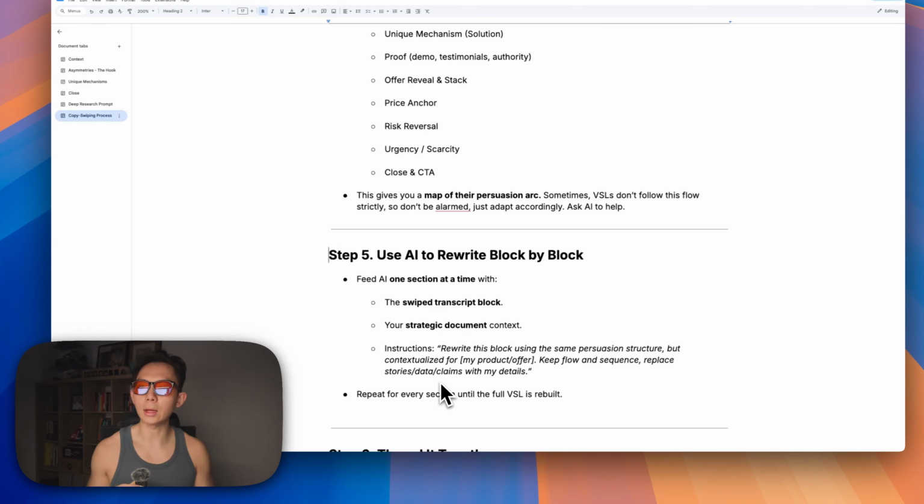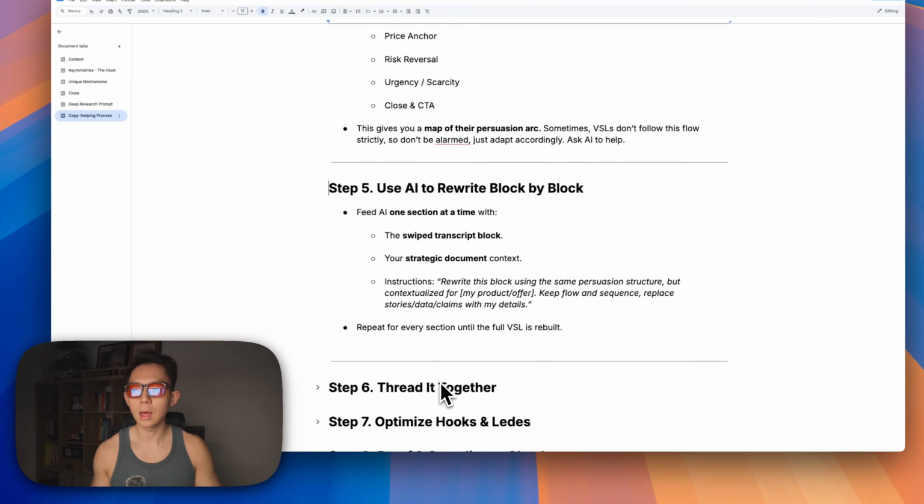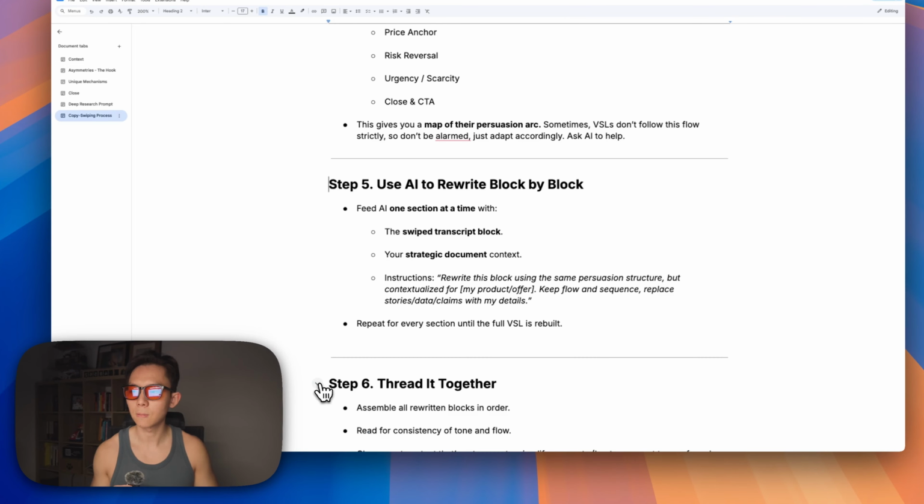Step 5 is to use AI to rewrite block by block. So you want to feed AI one section at a time with the swipe transcript block and your strategic document context. For example, an instruction could be: rewrite this block, for example the lead, using the same persuasion structure but contextualized for my product offer, keep the flow and sequence. However, replace stories and data claims with my details. It'll be able to pull data from your strategic document and then build your VSL based on that. And then you repeat for every section block.